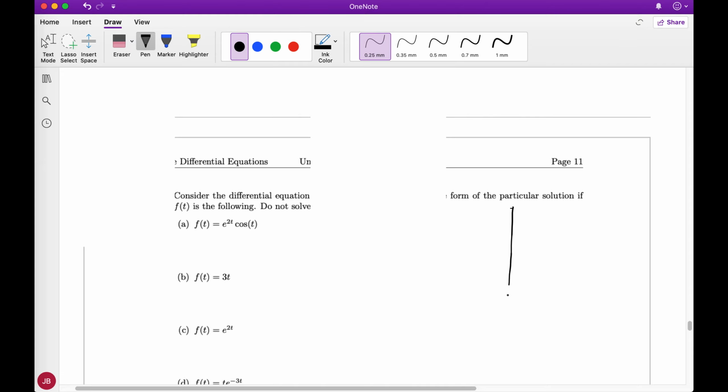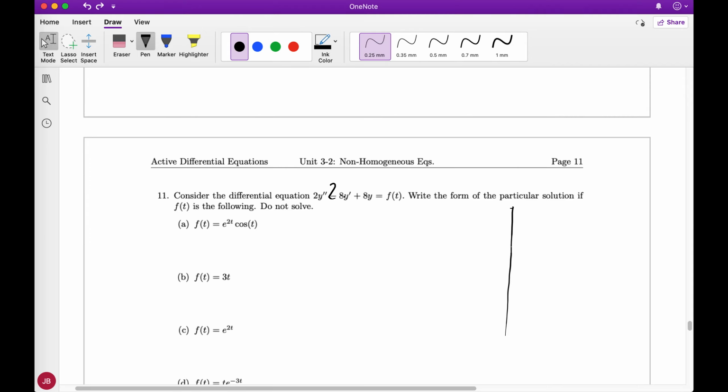First, what we're going to do is find the complementary solution. So the differential equation, which is conveniently not there, is 2y double... oh, there it is. Okay, of course it comes back. It's 2y double prime minus 8y prime plus 8y equals f of t.